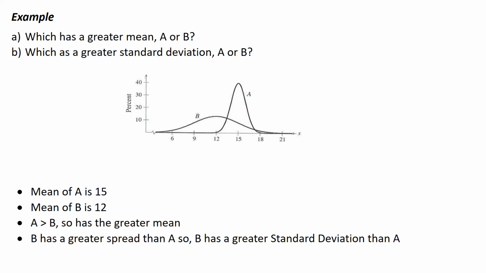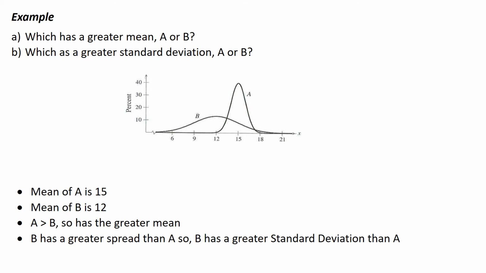Now, let's make sure we're reading the normal distribution properly. Which has a greater mean, curve A or curve B? Well, the mean is the average. And there's a greater mean on A. It's farther over to the right. We said the mean equals the median equals the mode in a normal distribution. You can see here, A has a mean of 15. B has a mean of 12. So the one with the greater mean is curve A.